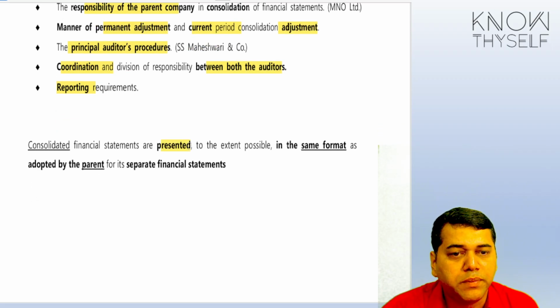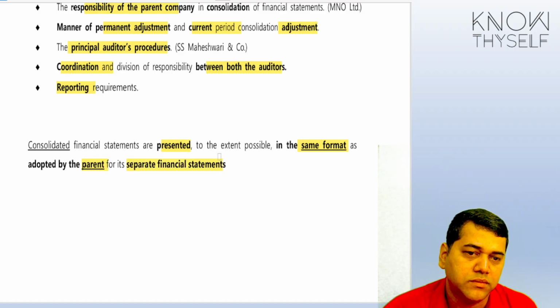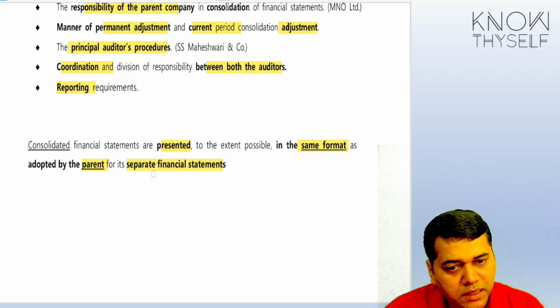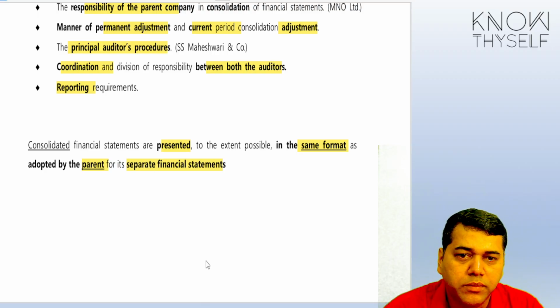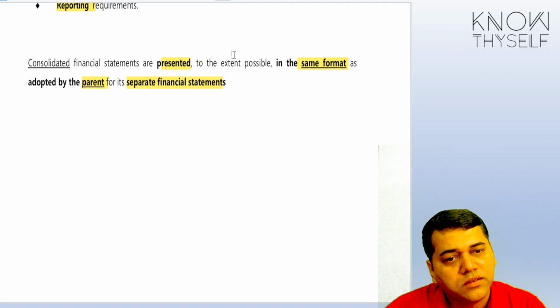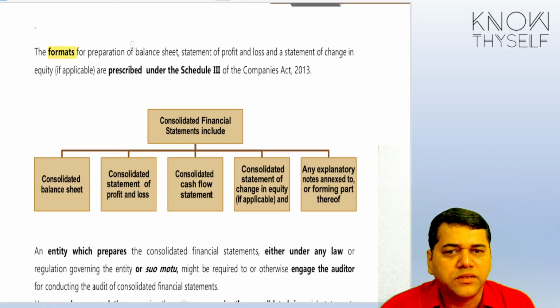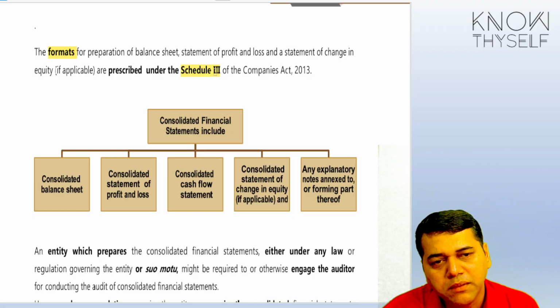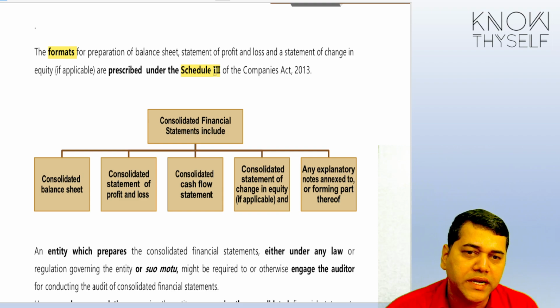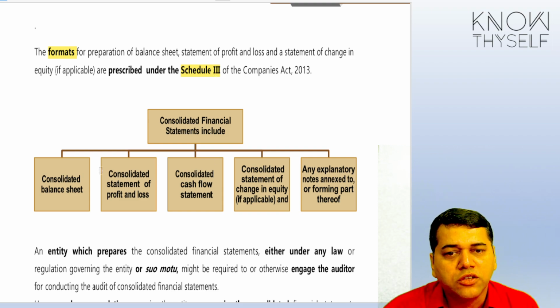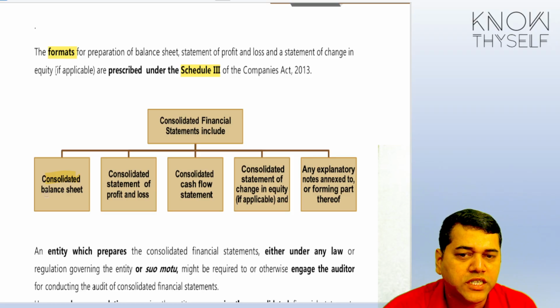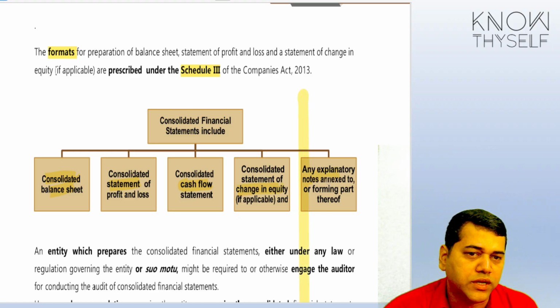So CFS is prepared in the same format the way the parent's financial statements are prepared. Whichever accounting framework is applicable to the parent, the same framework will become applicable to the consolidated financials also. Now what should be the format? The format is the same, Schedule 3. So whatever is applicable to the Schedule 3 balance sheet format, P&L format, the same thing becomes applicable. So they have to prepare the consolidated balance sheet, P&L account, cash flow, changes in equity and all notes to accounts. So this becomes one complete set of financial statements.